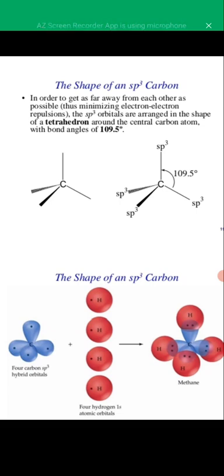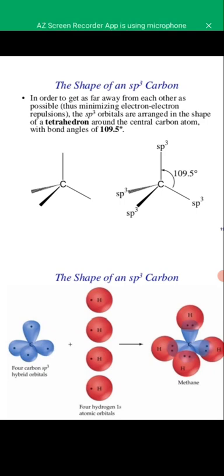For example, CH3. That's the tetrahedral pattern, with bond angles of 109.5 degrees. Please take note. This is another key question that comes out in JAM examinations. They can ask you, for example, what is the bond angle in CH3? Or what is the bond angle in an sp3 carbon? The answer is 109.5 degrees. Now you can see the arrangement below.